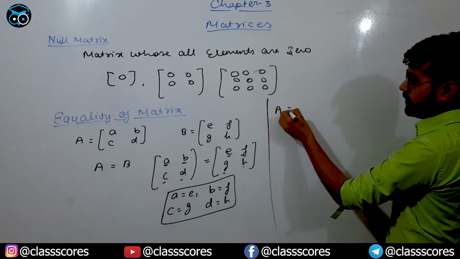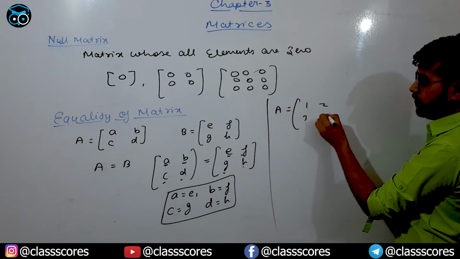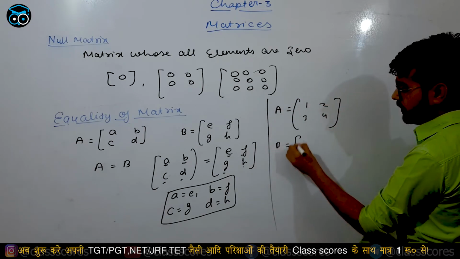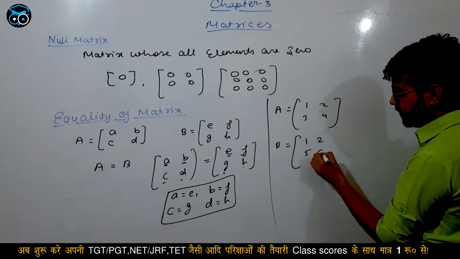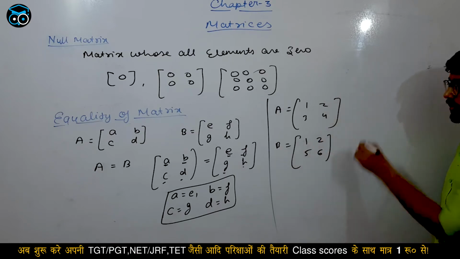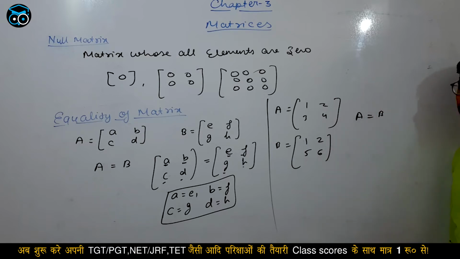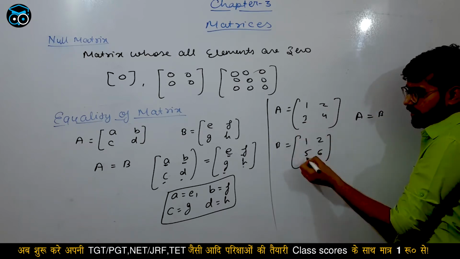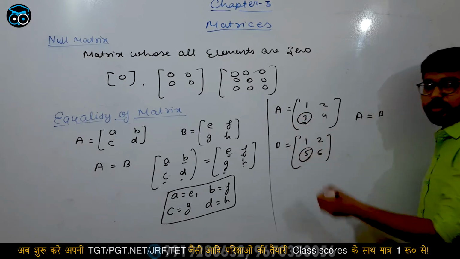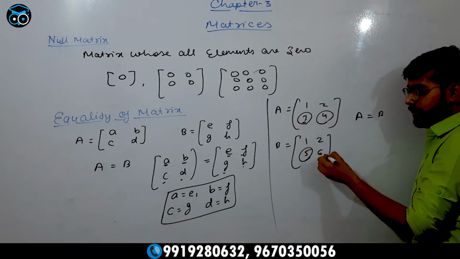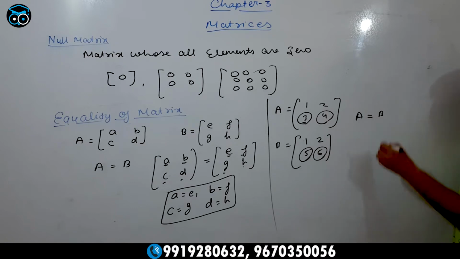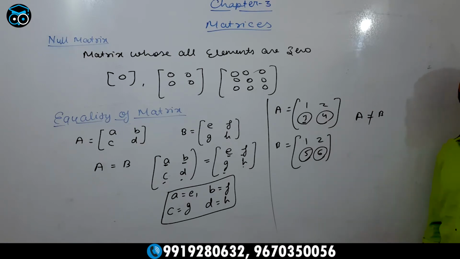Suppose someone asks: A is 1, 2, 3, 4, and B is 1, 2, 5, 6, show whether A is equal to B. You can clearly say that here this element does not equal this element, and this element does not equal this element. So A is not equal to B. This is the basic relation.